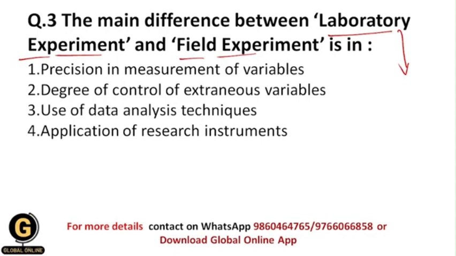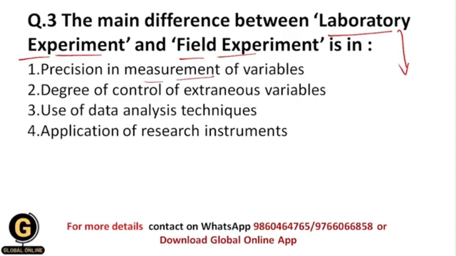Okay, and that's why we should remove such kind of extraneous variables or control such extraneous variables, and that's why we go for the experimental research method, because we can do such kind of research in the laboratory only, in the controlled environment, so that we can control the extraneous variables to a greater degree than in the field experiment. Okay, so let us see the different options.